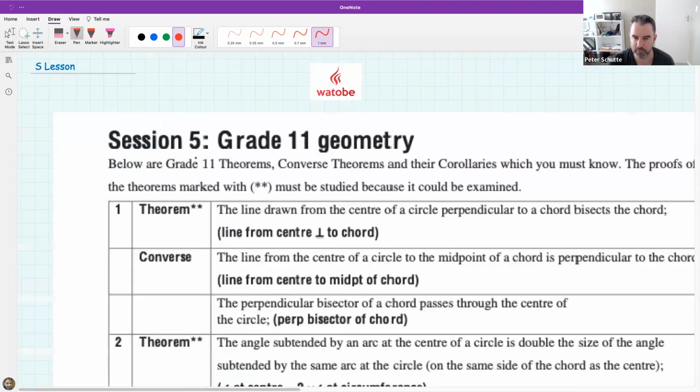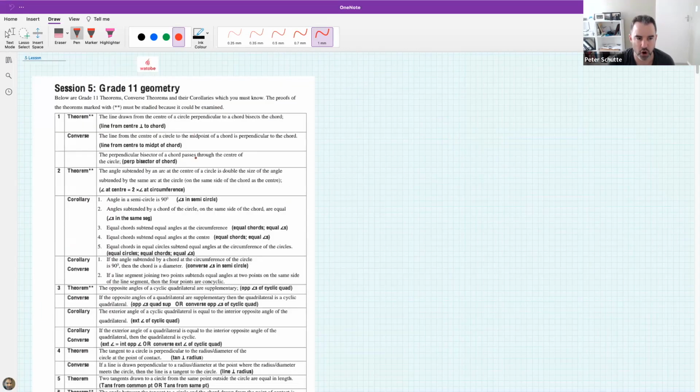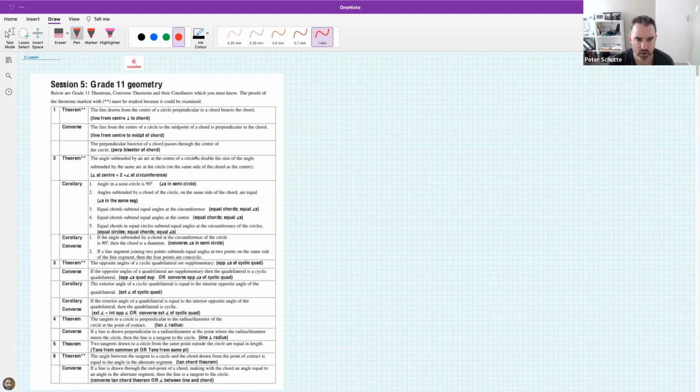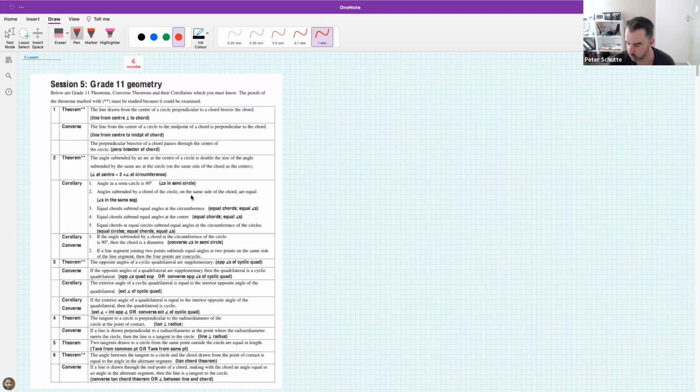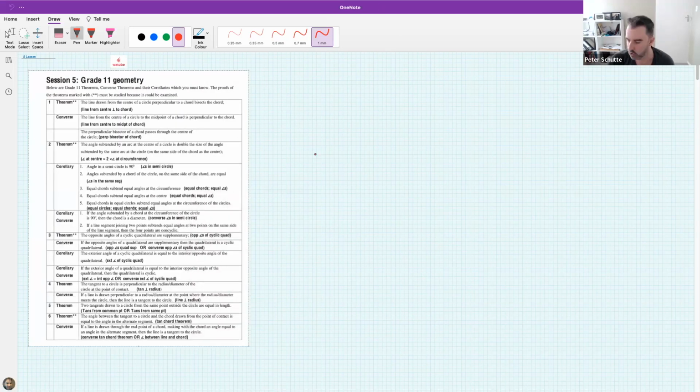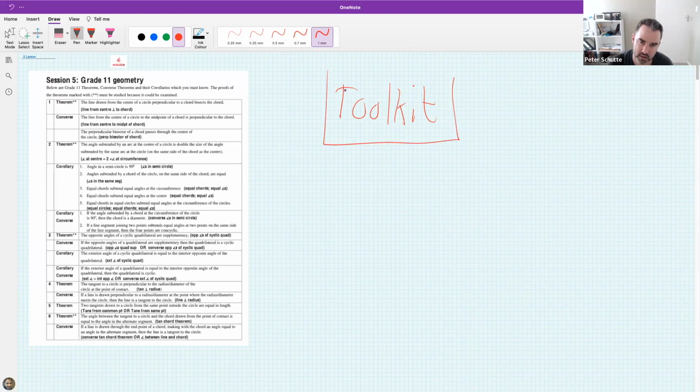So I thought today I would start with just a little review or overview of your toolkit. What is the toolkit you need to bring with you to your exam to conquer circle geometry? So let's have a look. What's in the toolkit? Well, there's some familiar faces here.